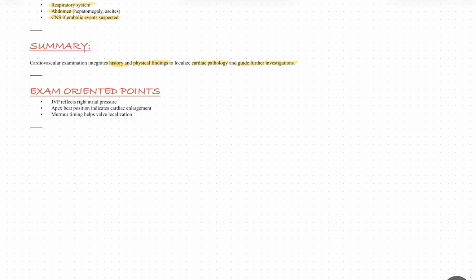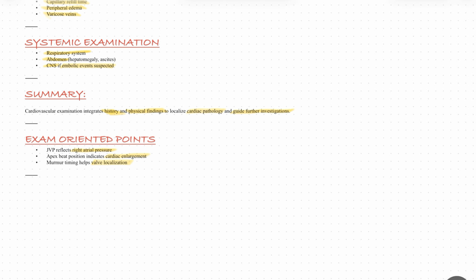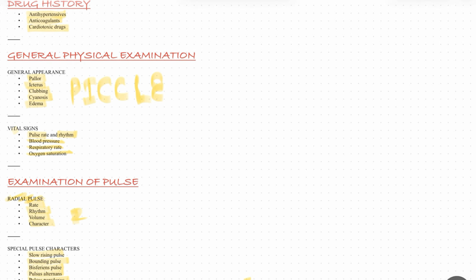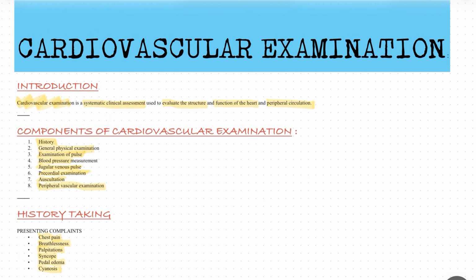As I gave examples, JVP reflects right atrial pressure. Then apex beat position indicates cardiac enlargement because it is the lowest tip point of the heart you are going to visualize. So if there is any displacement in the apex beat position, it signifies cardiac enlargement. Then murmur timing helps valve localization because it is completely related to valves. So if there is any change in the timing, it signifies valve issues. I think it was a lengthy video, but it is useful and important.